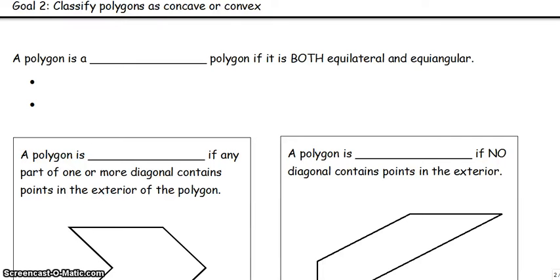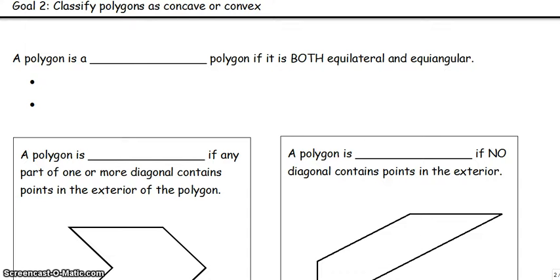Chapter 6, Goal 2. Classify polygons as concave or convex. This goal is all about classifying polygons again. The first goal, we were talking about naming that polygon based on the number of sides. Now we're going to actually classify it as convex, concave, regular, and irregular.